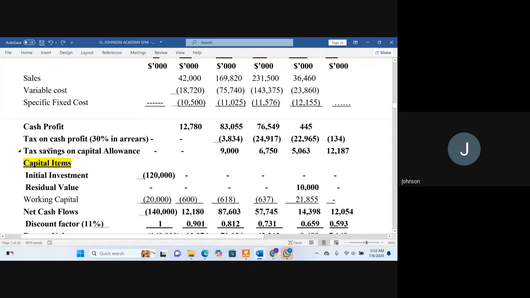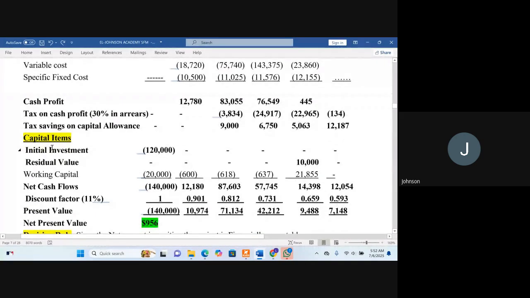Since it's a savings, it's going to come in as an income. To reduce the tax rate here, it's going to become like an income to us, so it's going to reduce our liability. Then the next items are the capital items. The first one is your initial investment. In the first year, it's an outlay: you take out your initial investment, which is 120 million.